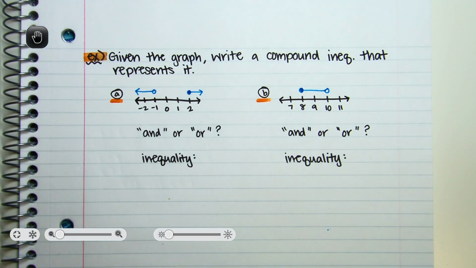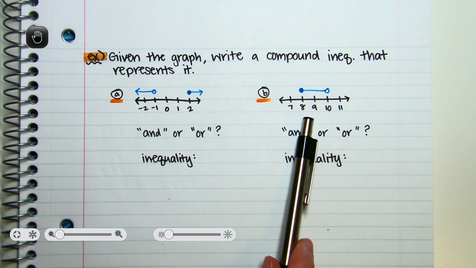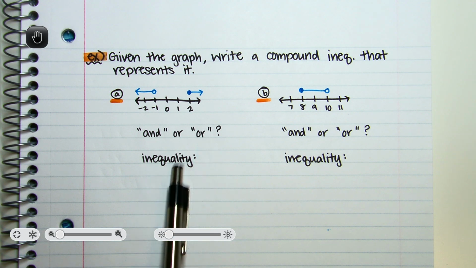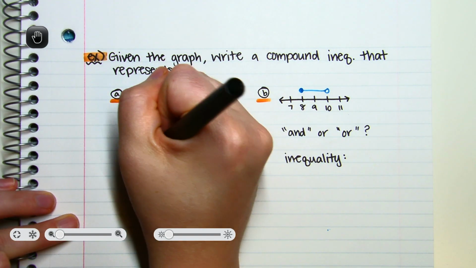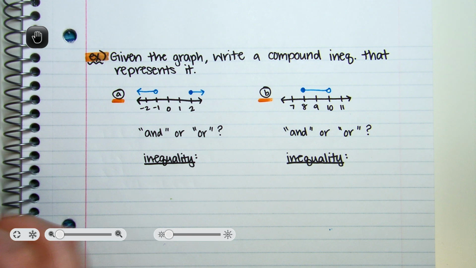Last example I want you to look at, go ahead and pause this and write it down. You're going to be trying 2 of these on your own. Given the graph, write a compound inequality that represents it. So I give you a graph for part A and part B. You need to determine if it's an and or an or statement, and then write the actual inequality. Let me actually underline these. So what I want you to do right now is go ahead and pause the video and answer both of these questions. Push play when you're ready to check.